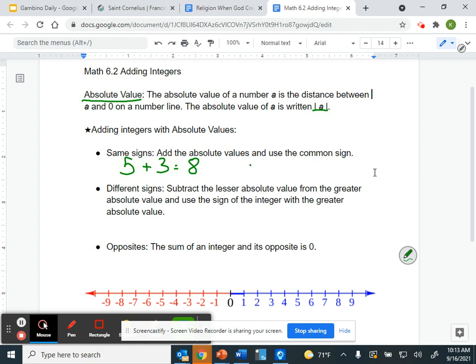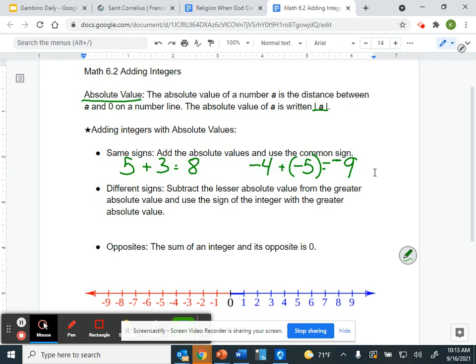If we have -4 plus -5, we're adding the absolute values. 4 plus 5 is 9, and then you use that common sign. So it's going to be -9. So when you're adding negative numbers, the number just gets smaller. If they're both negative, they both get smaller.